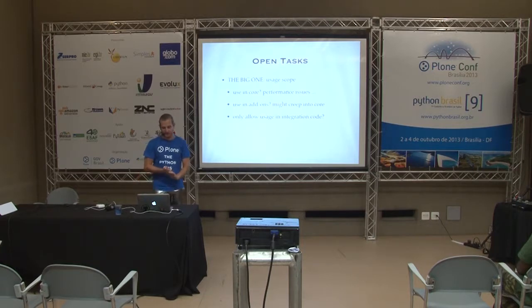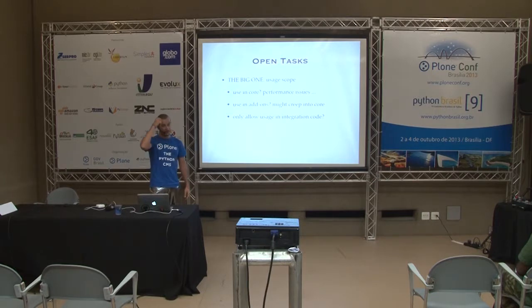And then the big one, the usage scope. Initially, we thought that Plone API should not go in core, and it should only be used in integration projects, because there are certain risks when you start using it in core. Plone API was meant to cover 80% of the tasks that you do 20% of the time, the Pareto principle. So it does not cover the entire functionality of Plone, only the basic ones.